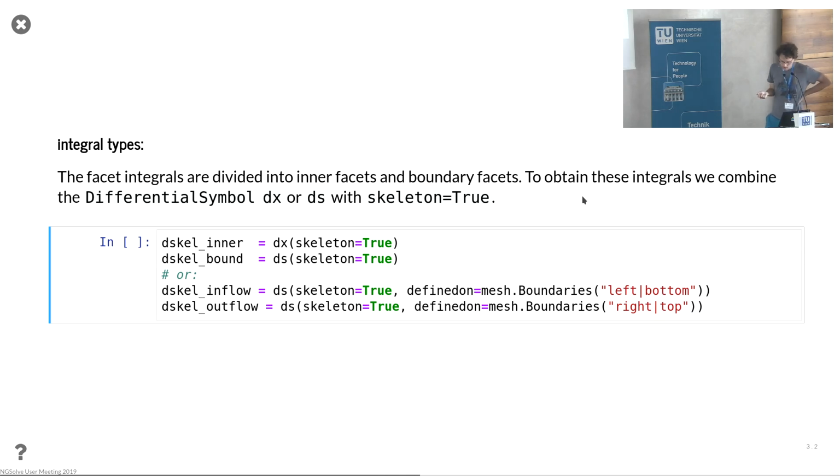Okay, so then we can just use the corresponding differential forms. So we have the facets that are interior. This is this guy here. We have the skeleton integrals which are on the boundary. These are these. You could also define this on parts of the boundary domain, like inflow or outflow, that are defined here as well.